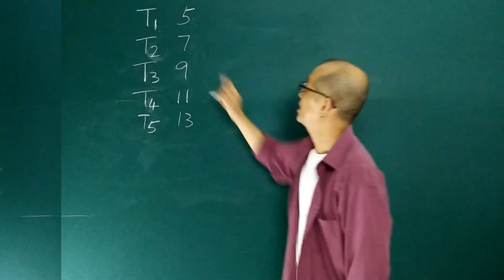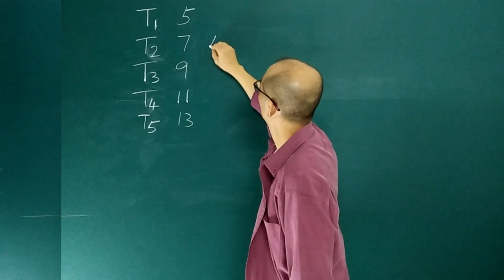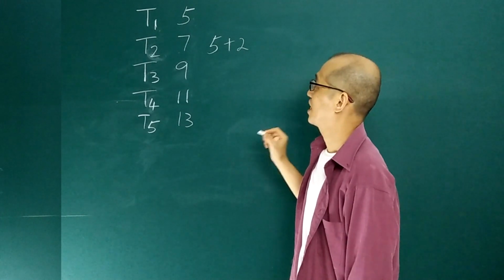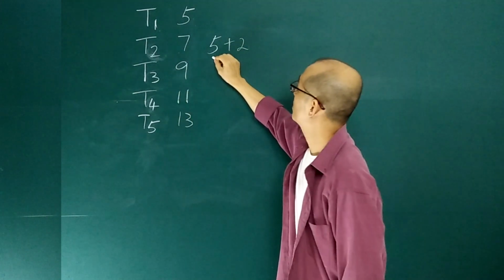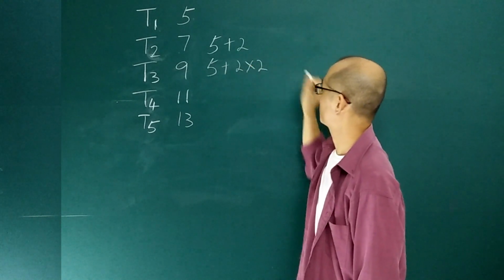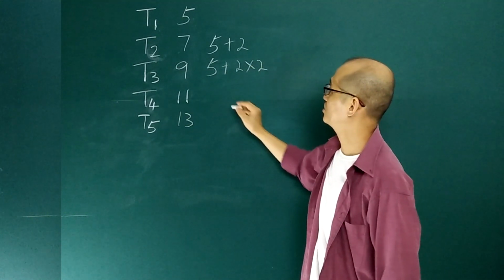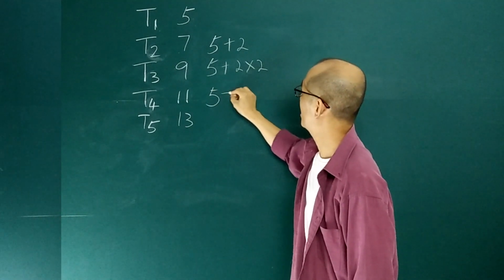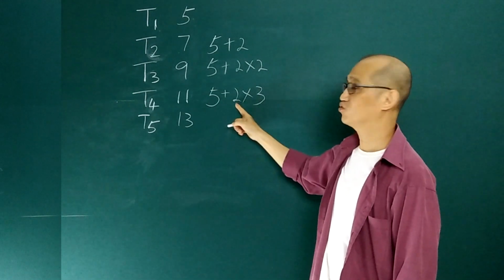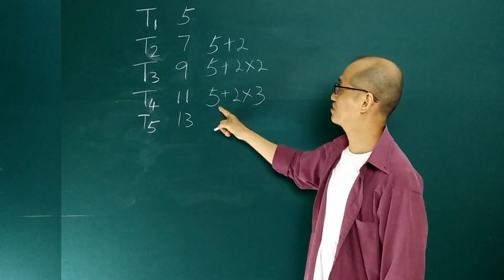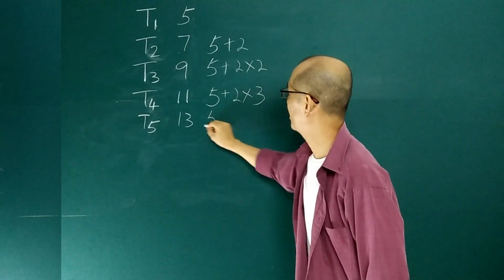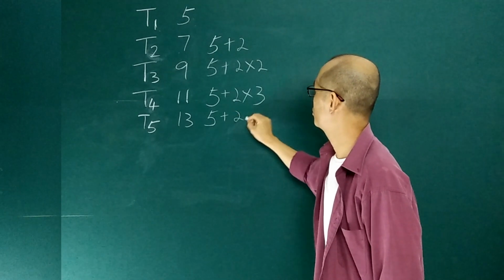Now note that the second term is also 5 plus 2. And the third term is also 5 plus 2 times 2. And the fourth term is also 5 plus 2 times 3. Now 2 times 3 is 6. 6 plus 5 is 11. And the fifth term is also 5 plus 2 times 4.